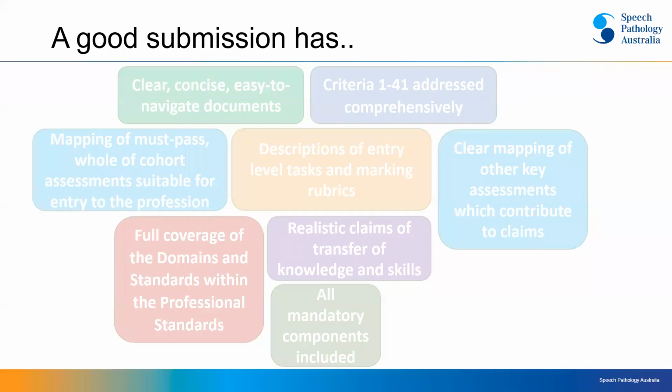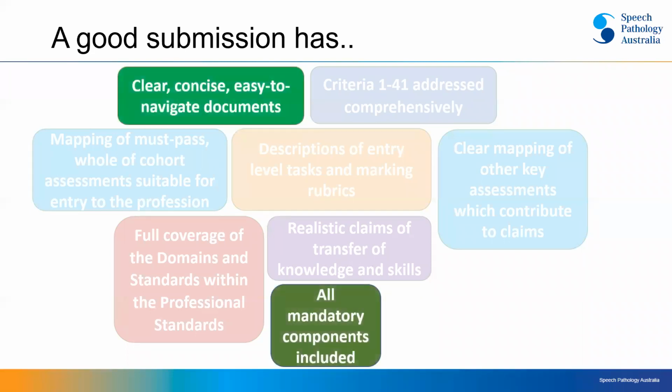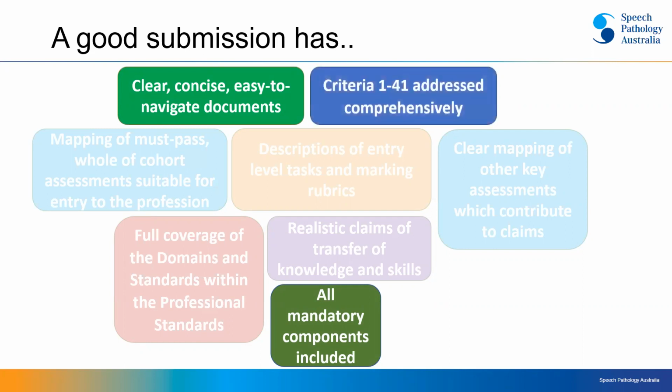So, what are accreditors looking for overall? A good submission has clear, concise writing within well-formatted, easy-to-navigate documents with good cross-referencing and electronic links where relevant. All mandatory components must be included. All criteria from 1 to 41 should be addressed comprehensively, with attention to all evidence required as documented in Template 8. The submission should show evidence of students demonstrating on graduation competencies suitable for entry to the profession.